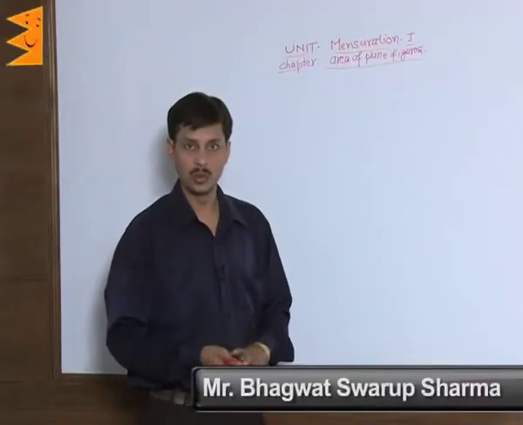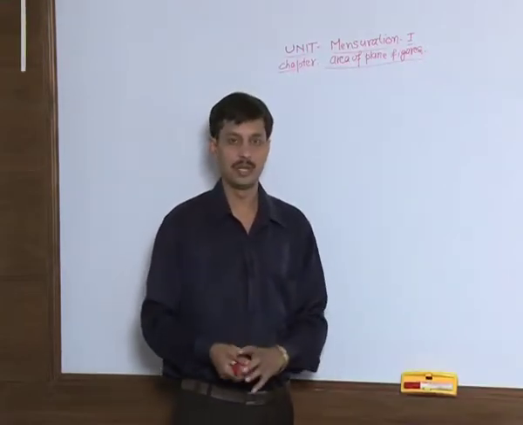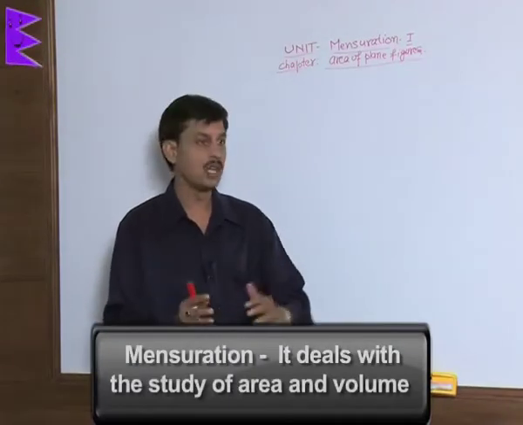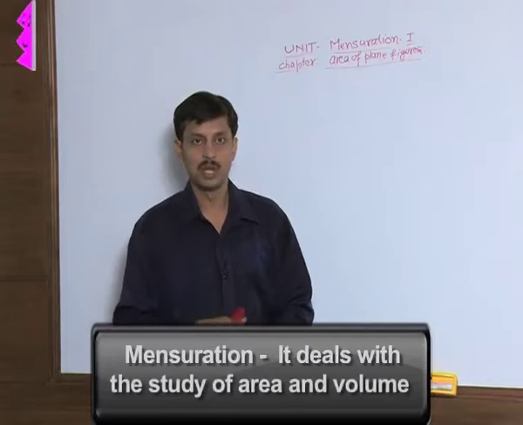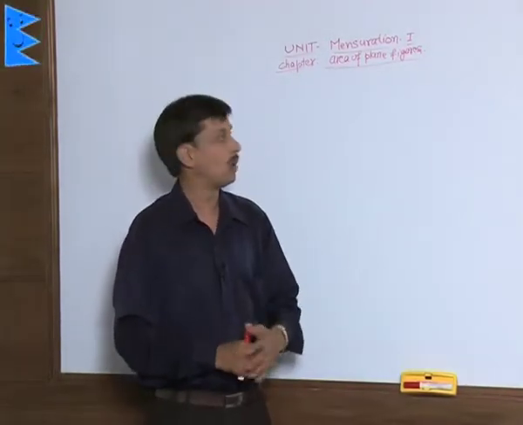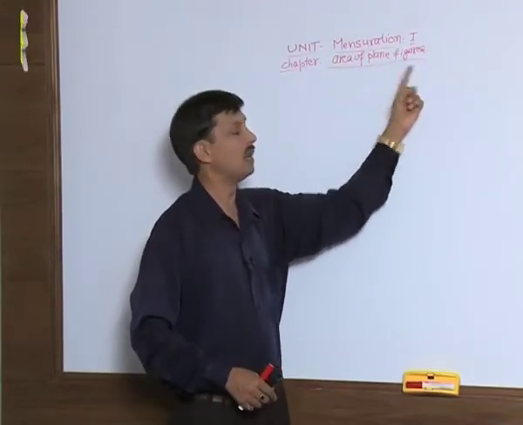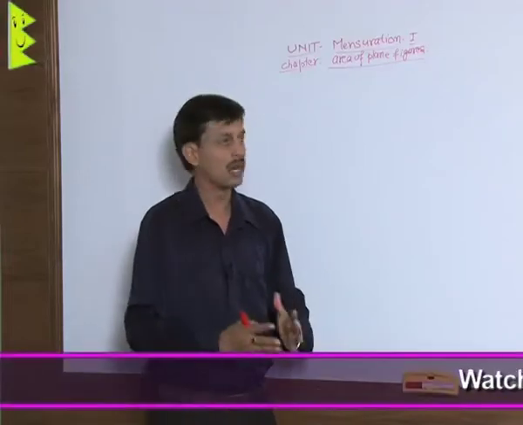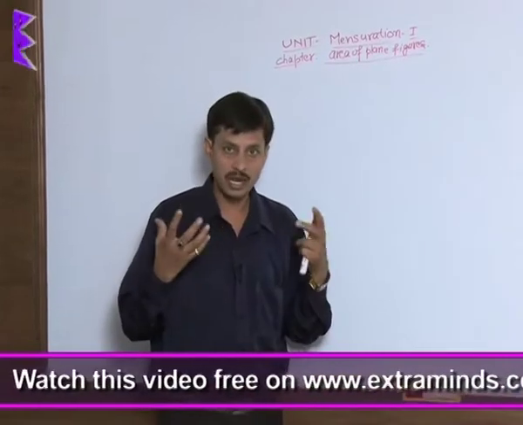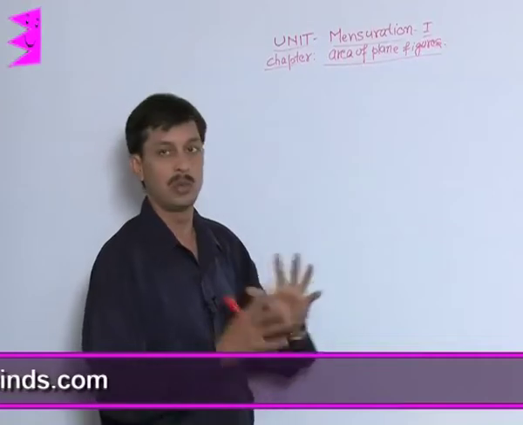Now I will discuss with you an important unit of mathematics named mensuration. In fact, mensuration is the maths which deals with the study of areas and volumes. So when we talk about areas, it comes our first component of mensuration, that is mensuration 1. Name of the chapter is area of plane figures. Area of plane figures is dealt with in mensuration 1, whereas the volumes and surface areas of three-dimensional figures are dealt with in mensuration 2.